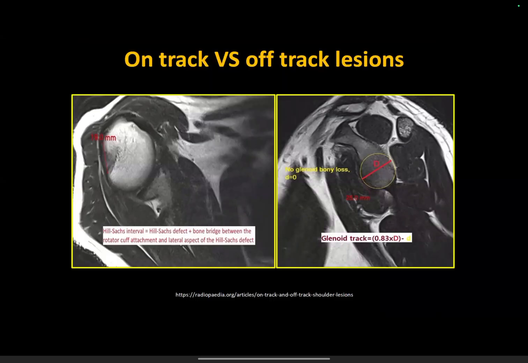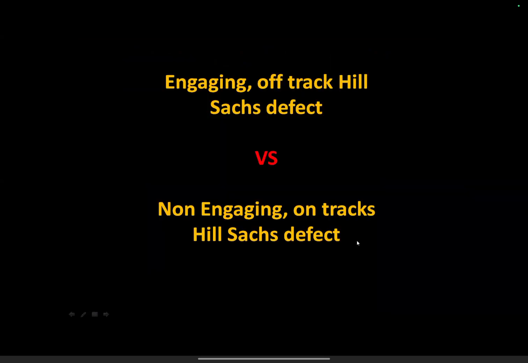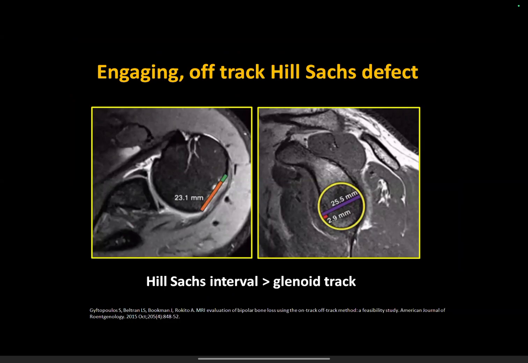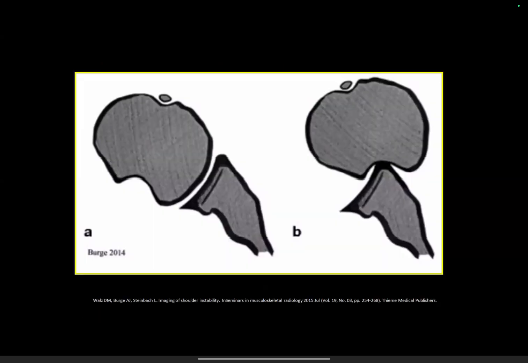Okay. So in order for us to decide whether they're engaging or not engaging, on track or off track, we need to calculate these two variables: the Hill-Sachs interval as well as the glenoid track. Now, if the Hill-Sachs interval measures more than the glenoid track, then basically you're dealing with an engaging off-track Hill-Sachs defect. What that means is that the Hill-Sachs defect is quite big, and it gives it leverage to move wherever it wants.